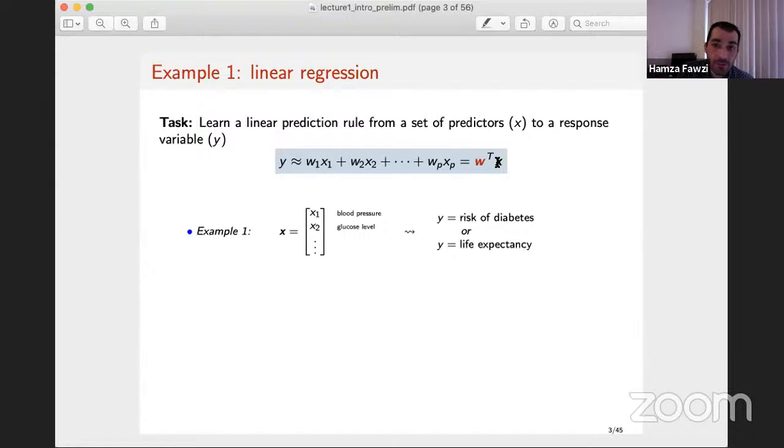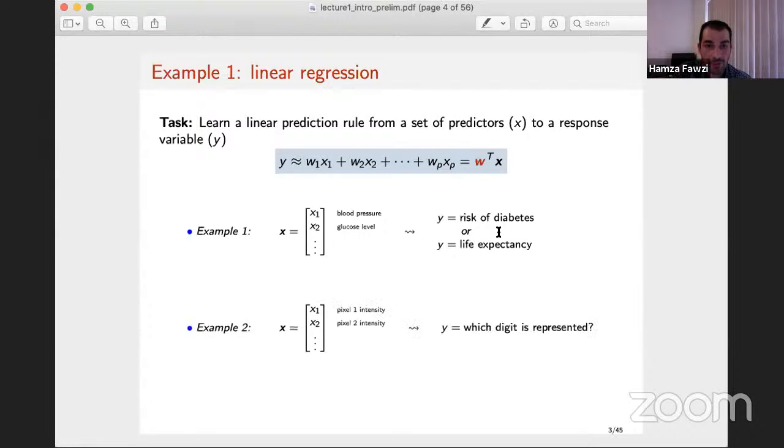Such questions are everywhere in science and engineering, but let me give you some concrete examples. Let's say that you want to predict the risk of diabetes or, say, life expectancy as a linear combination of some health characteristics, things that you can measure, such as the blood pressure, the glucose level, whether you smoke or not, and so on. So you have a vector of predictors, and you're trying to find a linear combination of these components that will predict the response variable that you're interested in.